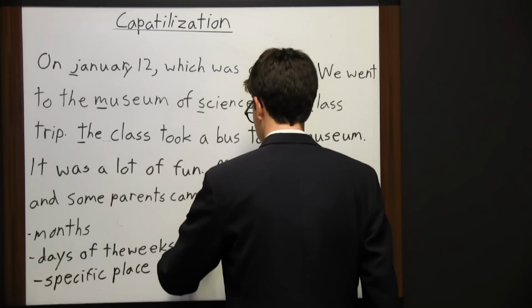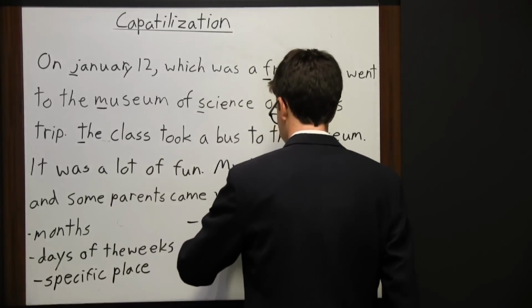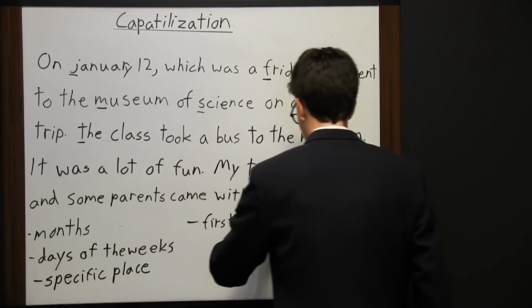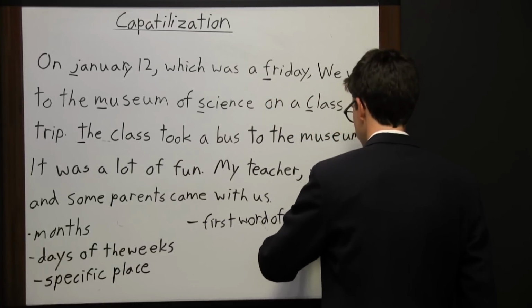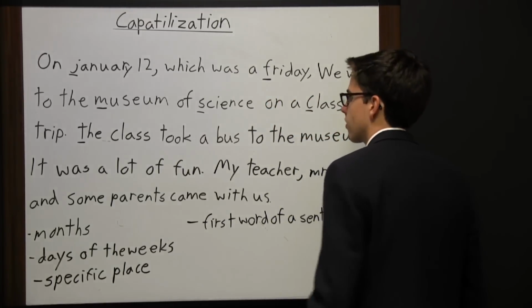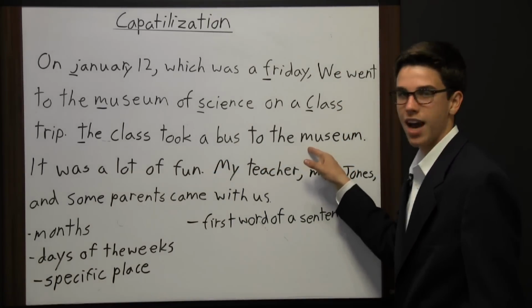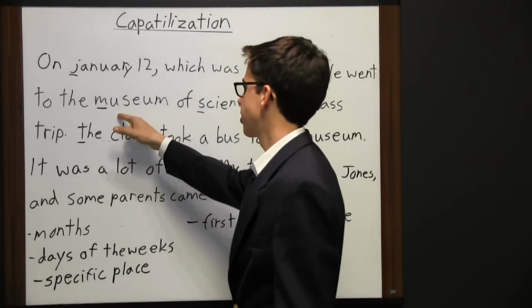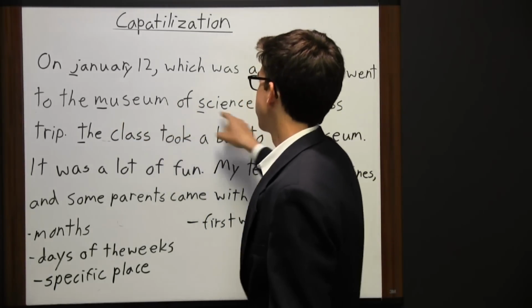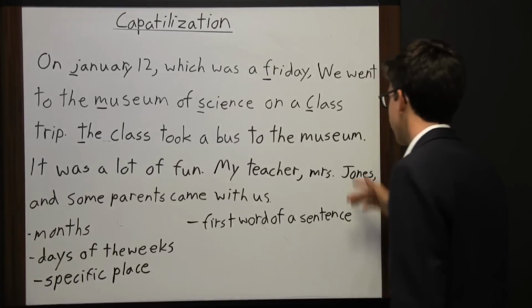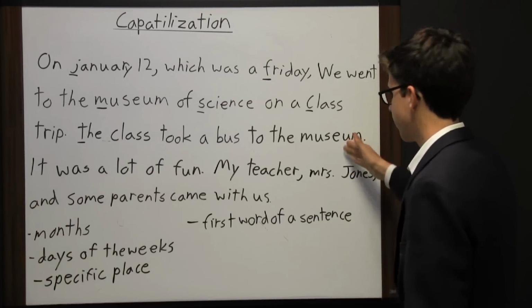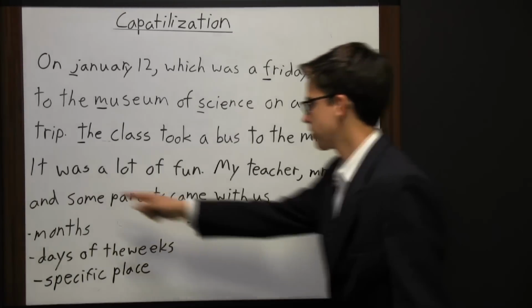So we need to capitalize the first word of a sentence. The class took a bus to the museum. Now you may be thinking that museum needs to be capitalized here as well because we capitalize it over here. But here we're talking about the Museum of Science. It's a specific museum. Here we're just talking about a museum in general, so it's not capitalized. It was a lot of fun.